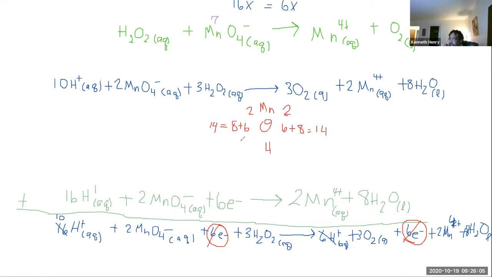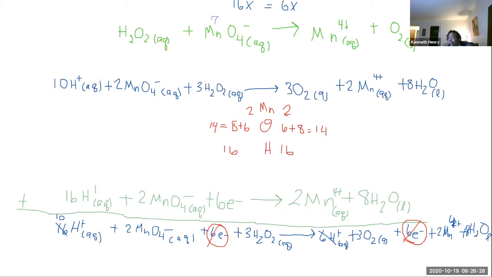Okay, hydrogens. 10 plus 6 is 16. On the product side, 16. Okay, are we balanced?